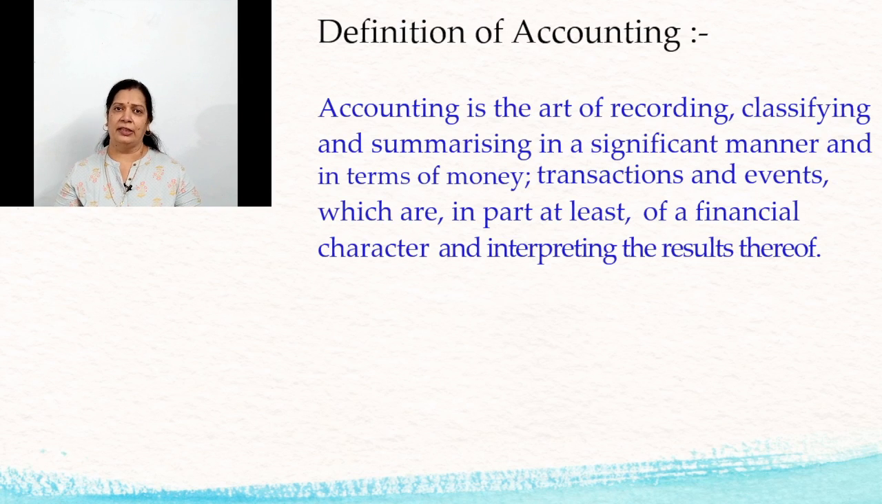Interpreting the results thereof means we are going to compare the results. Results are in the form of P&L account and balance sheet. From the P&L account we know the profit of the business, and from the balance sheet we know the financial position of assets and liabilities, which I will discuss in later chapters. So interpreting the results means we are going to compare the results of a business with the other years of the business.